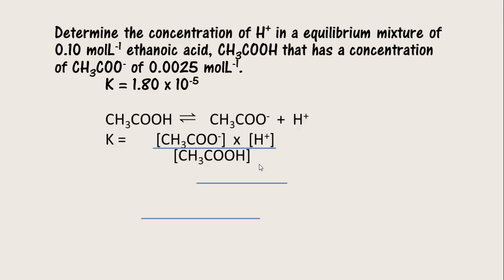Now we've got some values. Put in the values that you know. We've been given the value of the equilibrium constant. We know the concentration of the ethanoate ions and the ethanoic acid molecules. We've been asked to calculate the hydrogen ions. You should pause at this point and see if you can work this answer out yourself. Pause.